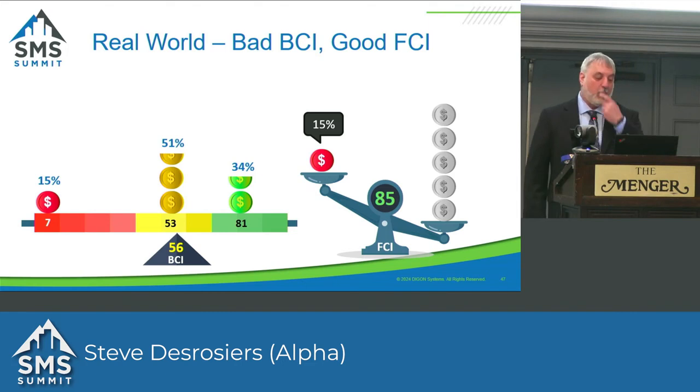So here's a real world building. You can see 15% in the red. Again, there seems to be an avalanche of yellow fixing to come into red and will eventually drive that FCI down.